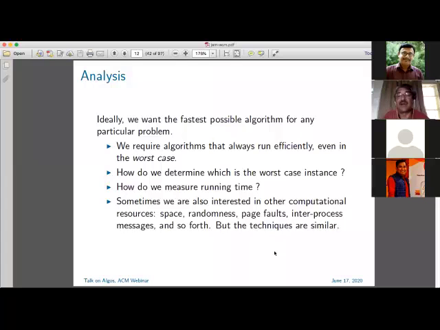Sometimes we are also interested in other computational resources like space, randomness, because sometimes you have to flip a coin: how many random bits I'm using, page faults that can occur in memory, interprocess messages, and so forth, where the techniques are similar. Especially in distributed computing, you measure the number of messages that are exchanged, length of messages. So different resources, different ways of measuring may be there for different kinds of algorithms, but the core technique is this. What I'm pointing out is that these are the skills that are very important for us to learn. Not about particular algorithms, not about statements about particular algorithms. We need to be able to ask such questions and formulate answers to them. Right or wrong can come later.